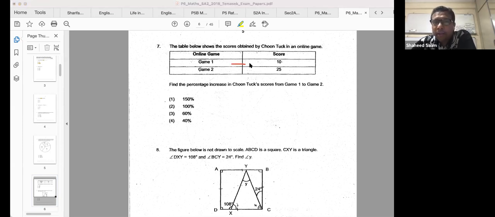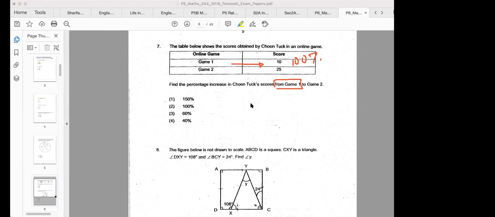So game 1 is 10 points. That is the score. Now if you say from game 1 to game 2, game 1 is 100%. Then what about the next one? Question number 7, guess and check. You do guess and check for number 7, Akil. Okay, never mind. This is not guess and check for number 2.